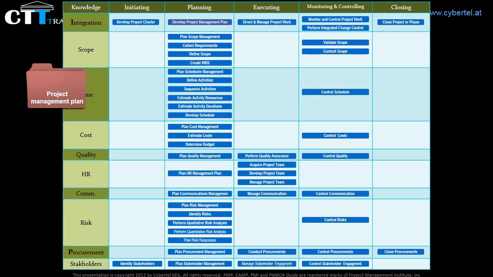controlled, and closed. It will include the following subsidiary plans as shown: Communication Management Plan, Cost Management Plan, Human Resource Plan, Procurement Management Plan, Process Improvement Plan, Quality Management Plan, Requirement Management Plan, Risk Management Plan, Schedule Management Plan, Scope Management Plan, Stakeholder Management Plan, Cost Baseline, Schedule Baseline, Scope Baseline, and Project Management Plan updates also.